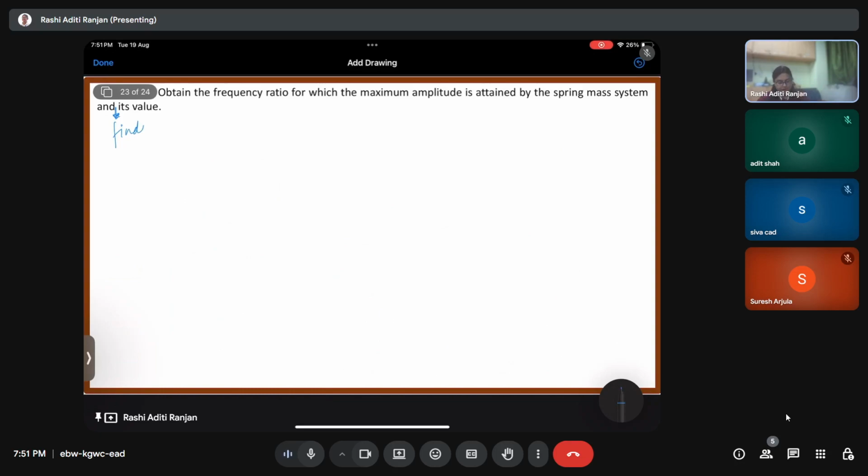So firstly, we have X as delta st divided by under root of 1 minus r square whole square plus 2 eta r whole square. In order to find out the maximum value of something with respect to a variable, what do we do? We differentiate it. So we differentiate dX with respect to dr, and we get delta st.